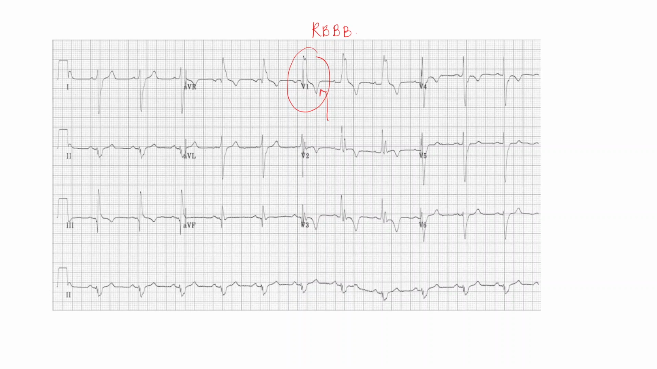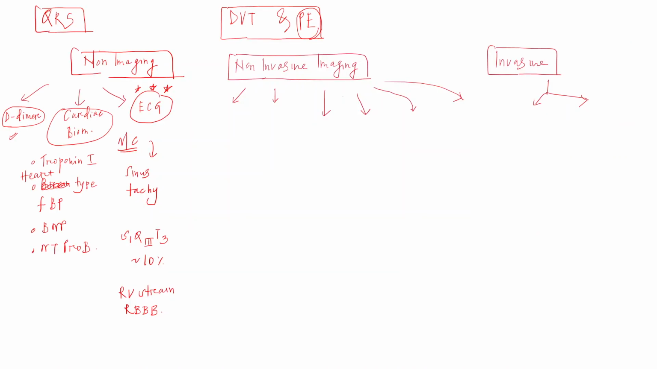And here also you can appreciate that there is S1, Q3, T3. You can see a deep S wave in lead 1, that is S1. Then you have to look at lead 3. You can find there is a deep, prominent Q wave, so it is Q3. And also you are finding an inverted T wave, so that is T3. So S1, Q3, T3 is also present. But remember, the most common ECG finding is sinus tachycardia.